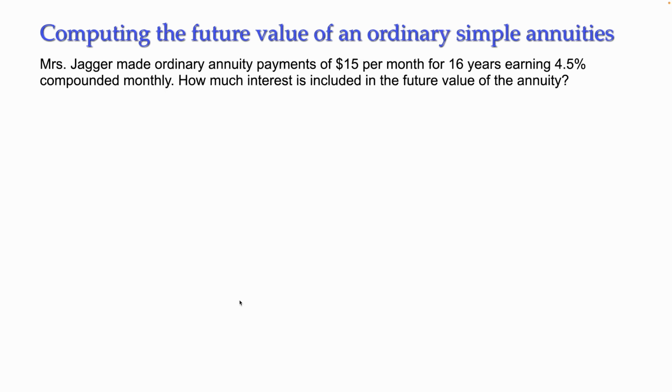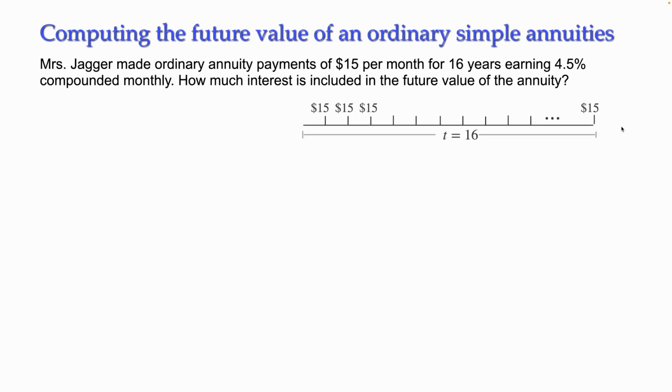Mrs. Jagger made ordinary annuity payments of $15 per month for 16 years, earning 4.5% compounded monthly. How much interest is included in the future value of the annuity? In this case, they are asking how much interest. But we can compute the future value and then subtract the value of the contribution of Mrs. Jagger. And that will give you the interest.